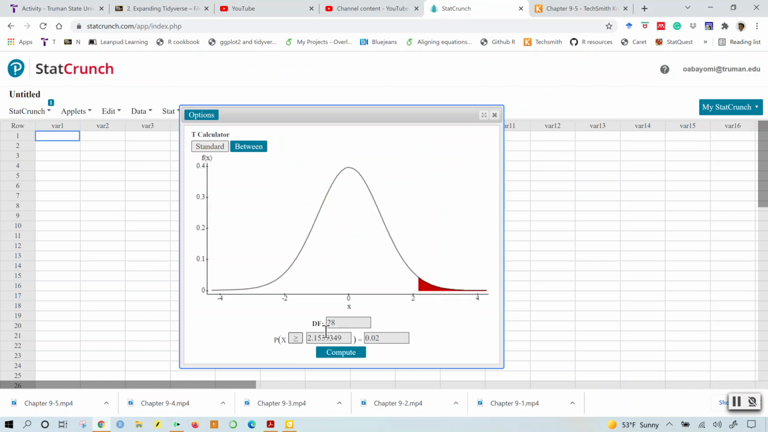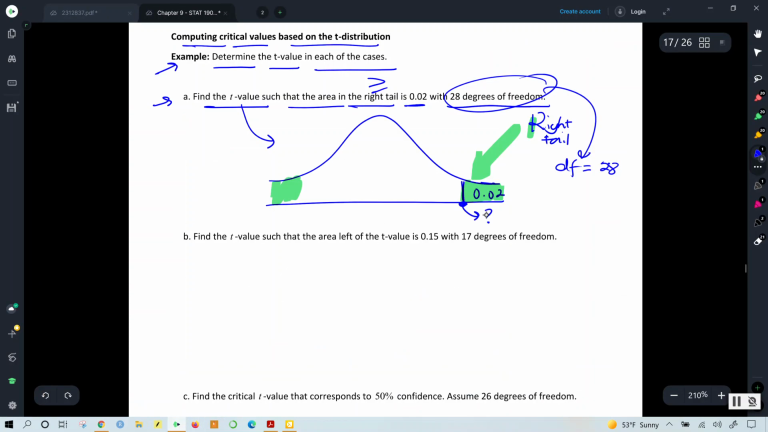And so it means the number 2.1539 cuts off the upper 2% of the tail of the T distribution with 28 degrees of freedom. So in this case, that is what I need. So this is my critical value, 2.1539. This is that critical value I need.